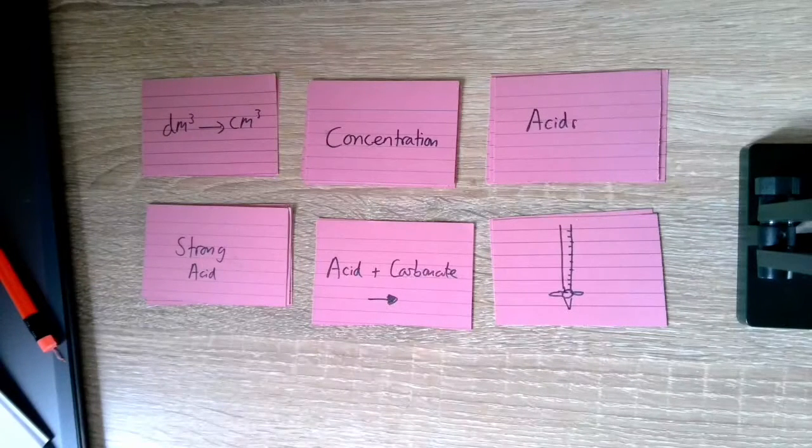So in front of me I have a pile of flashcards that I've created for salts and neutralisation. So you can see I've got a decimetre cube to centimetre cube, so this is an example of how we could use flashcards for conversions. There are some definitions that we're going to look at, such as acids and strong acid. There are some equations that we're going to look at, such as concentration, but also thinking about our general chemical equations, such as acid to carbonate. And then also looking at pieces of equipment and how we can test ourselves on what the visual representations are.